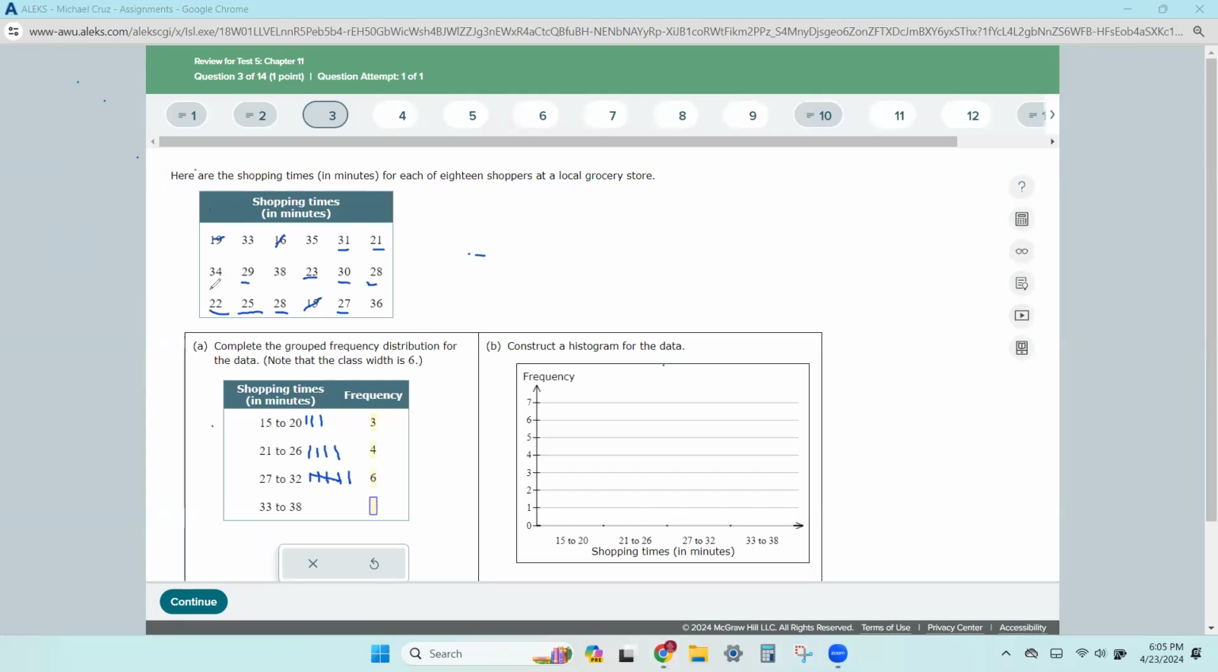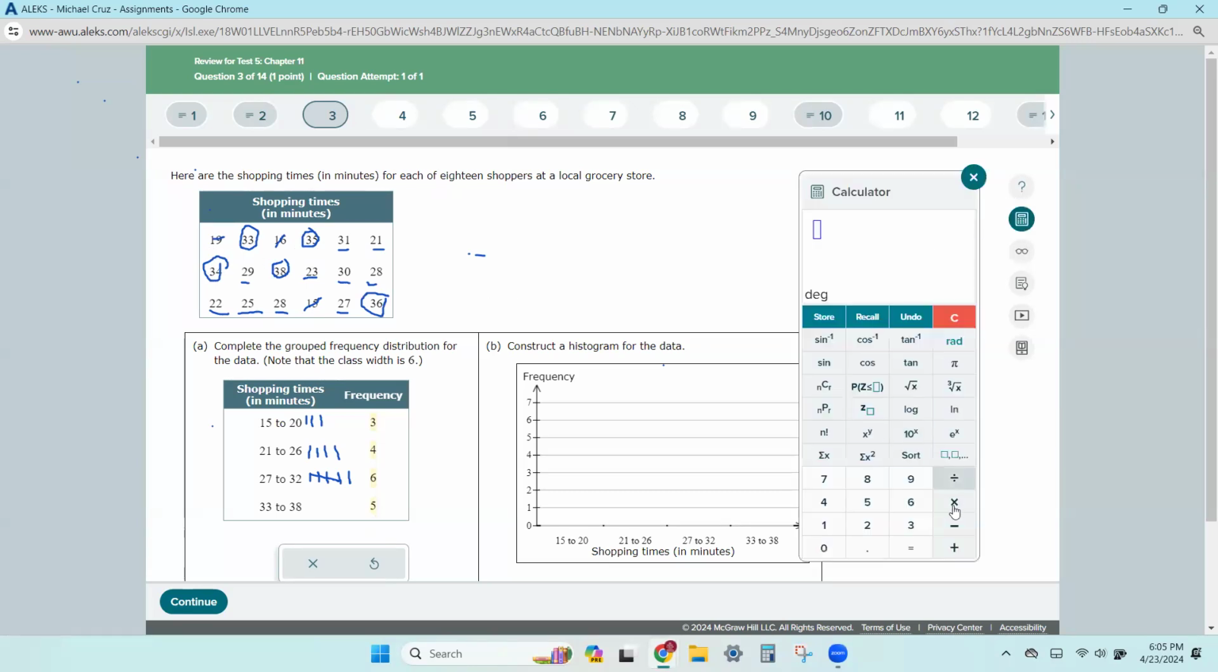And then the last ones, let's see. 1, 2, 3, 4, and 5. So let's add them up. Just make sure. It's 1, 2, 3, 4, 5, 6. So there should be 18 of them because there's 3 rows of 6. Yeah. So we're done. All right.